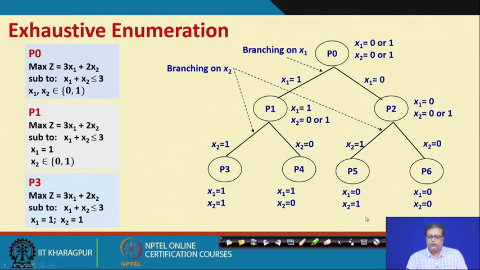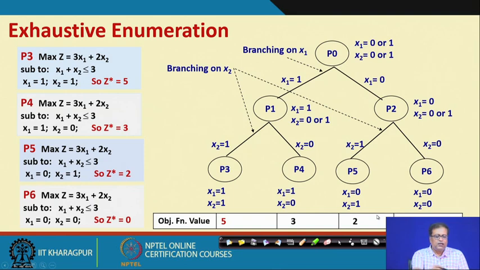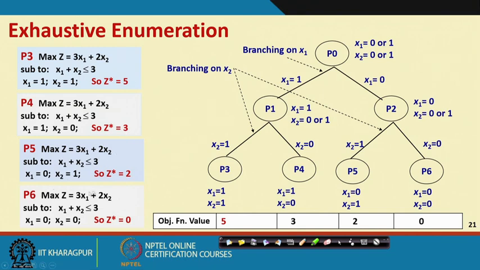If that is so, then we can now find the solutions for these 4 problems. Very easy. If x1 equal to 1 and x2 equal to 1, z star will be 5. If it is 1 and 0, it will be 3, 0 and 1 it will be 2, and 0 and 0 it will be 0.